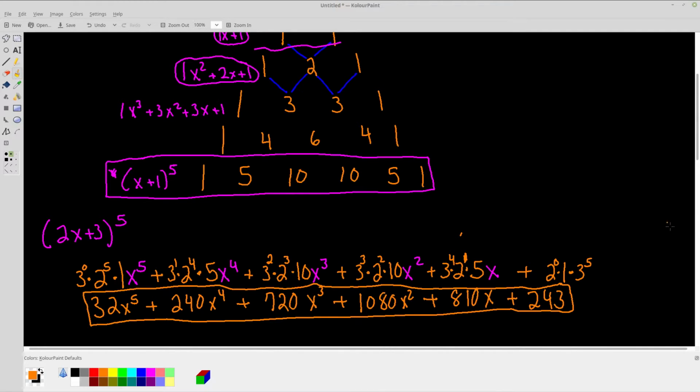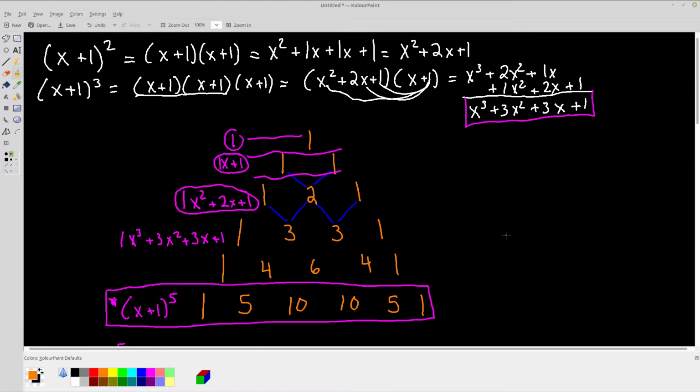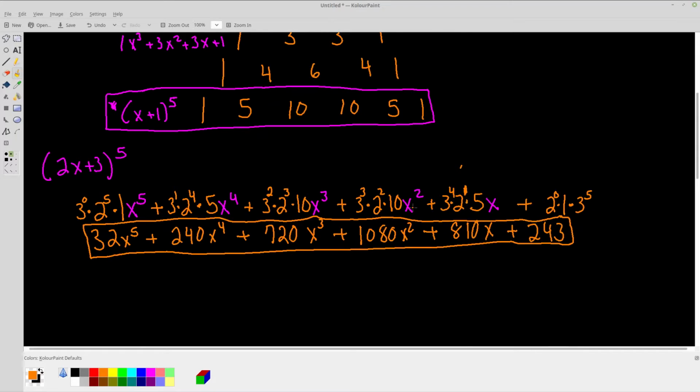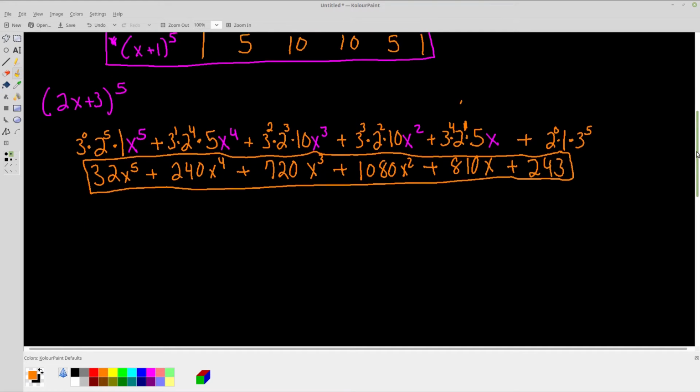So this is how you can use Pascal's triangle with binomial expansion. There's Pascal's triangle, to solve a binomial expansion problem. Okay. Now you're probably thinking, well, that only works because that was all pluses. Well, let's do one where we have a negative. That way you can see that this Pascal's triangle will work for all kinds.